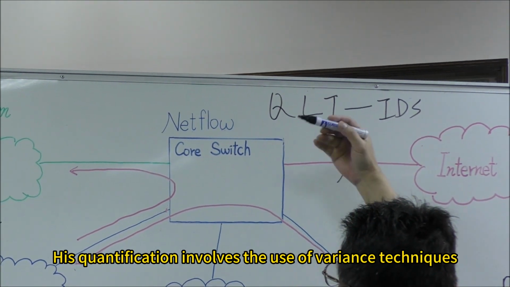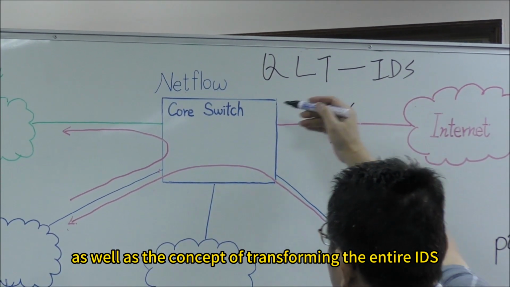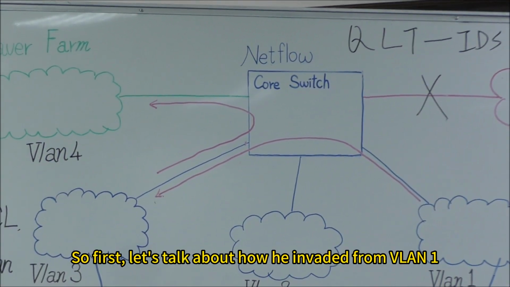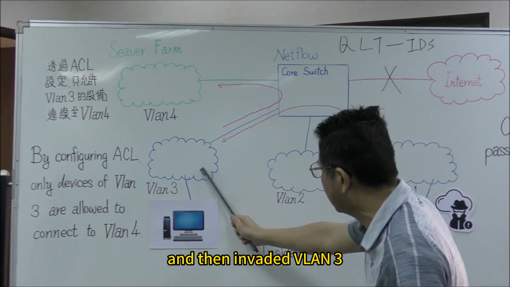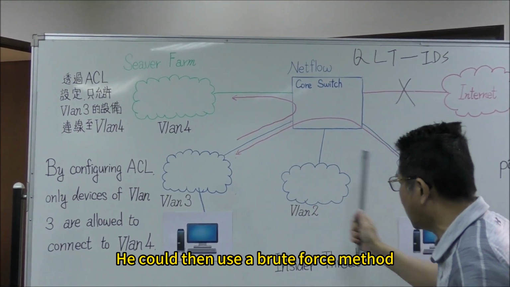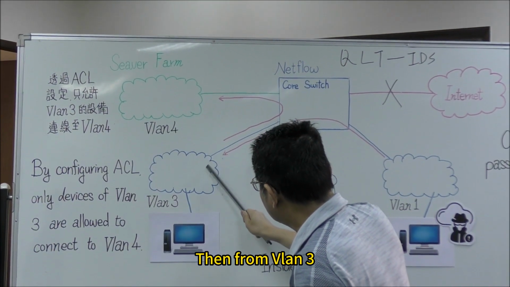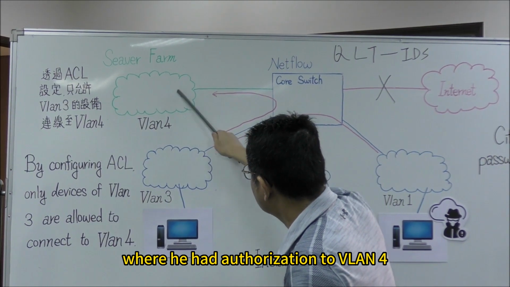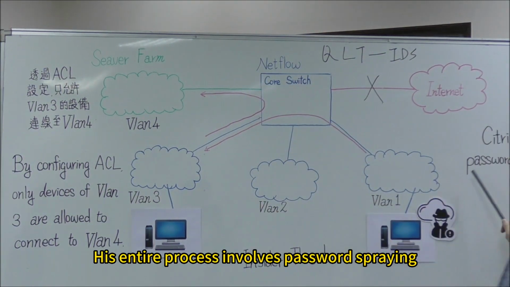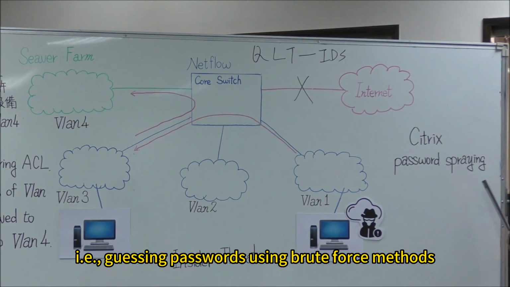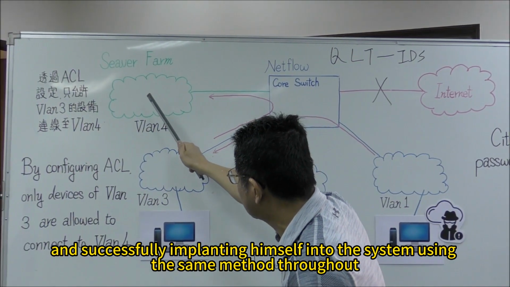The quantification involves the use of variance techniques, statistical variance and log, as well as the concept of transforming the entire IDS. First, let's talk about how he invaded from VLAN 1 and then invaded VLAN 3 because he had permission to do so. He could then use a brute force method to invade from VLAN 3, where he had authorization to VLAN 4. Only then could he invade from here. His entire process involves password spraying, i.e. guessing passwords using brute force methods, and successfully implanting himself into the system using the same method throughout.